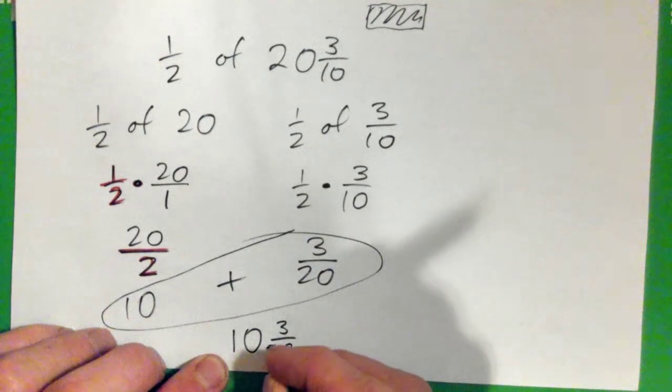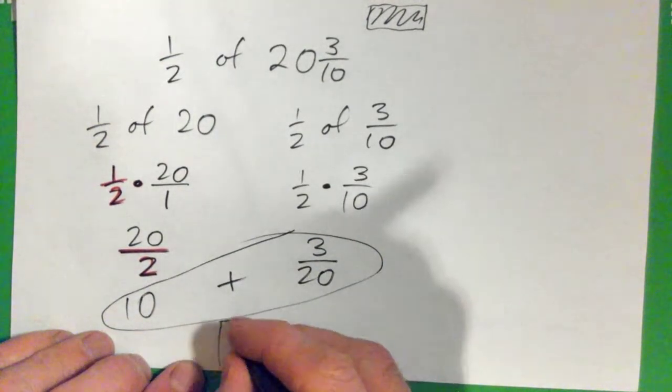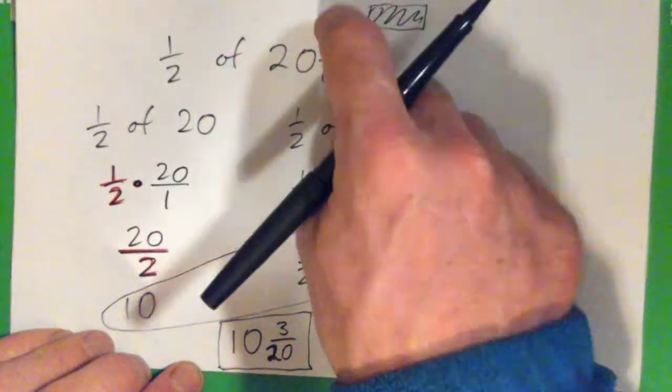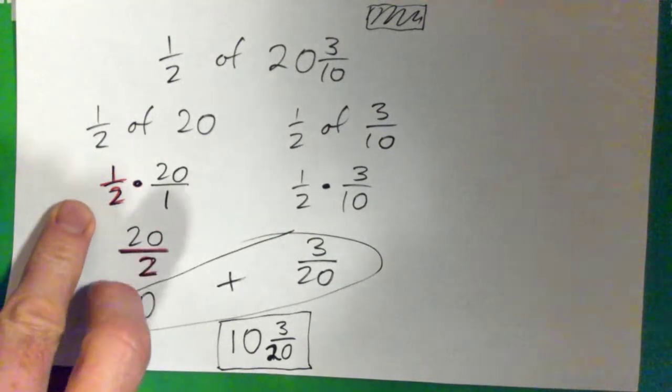10 and 3/20, right? And that's the amount of miles the car can go on a half a gallon, right? You okay with that?